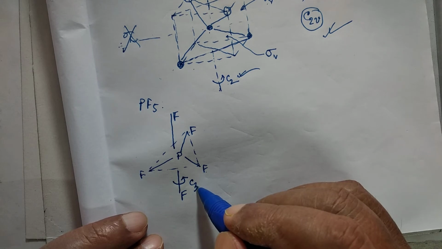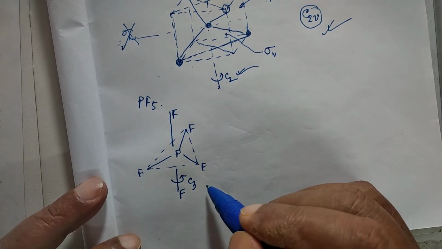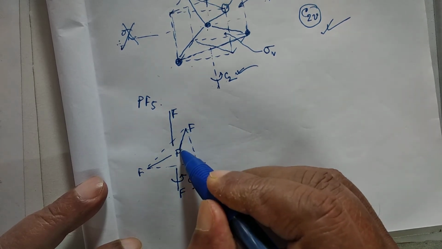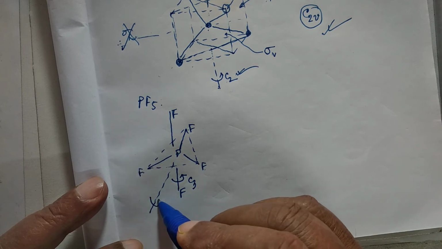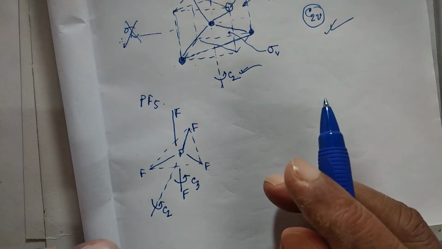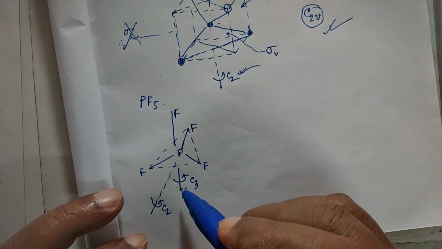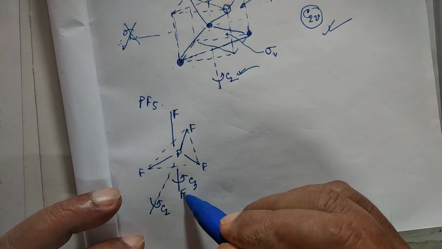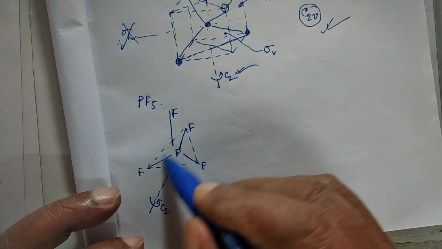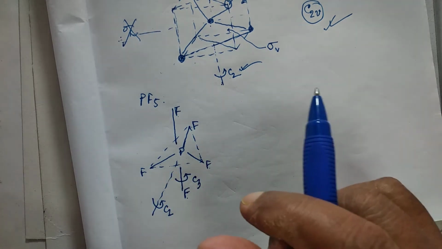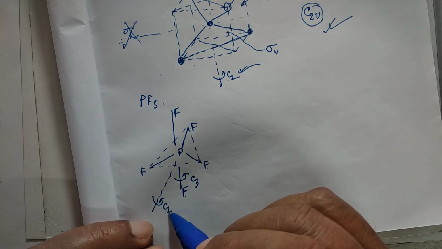Next question is, are there 3 C2 axes perpendicular to this C3? Yes. This line along the PF bond acts as a C2 axis. You can turn the molecule through an angle of 180 about this axis. This fluorine will go up and that will come down, and this front face of the triangle will be turned into the back face. So this is a C2 axis.